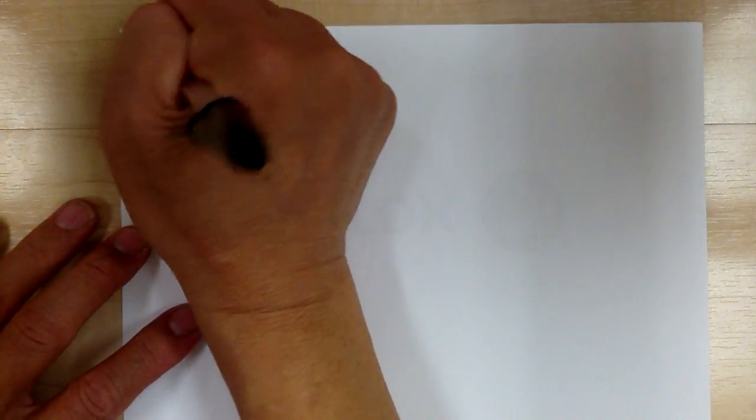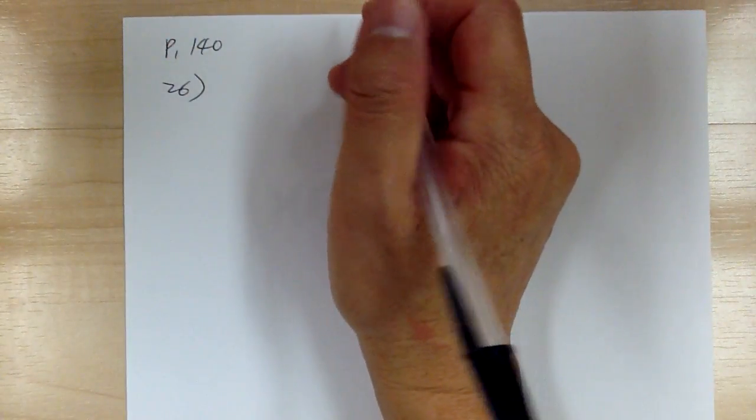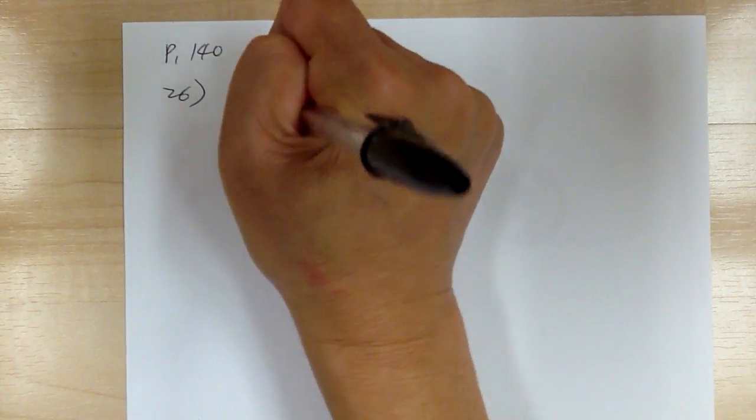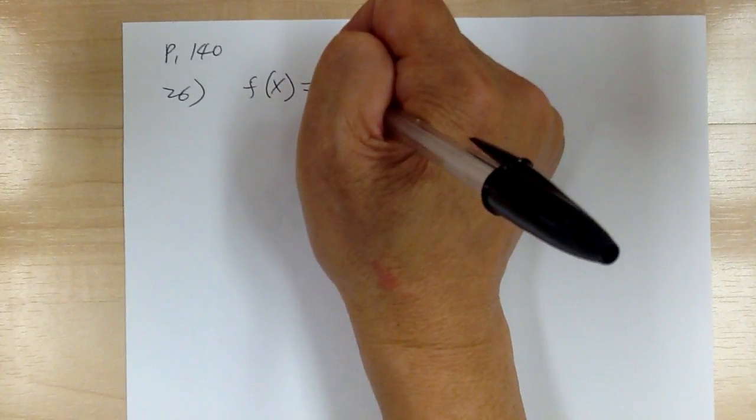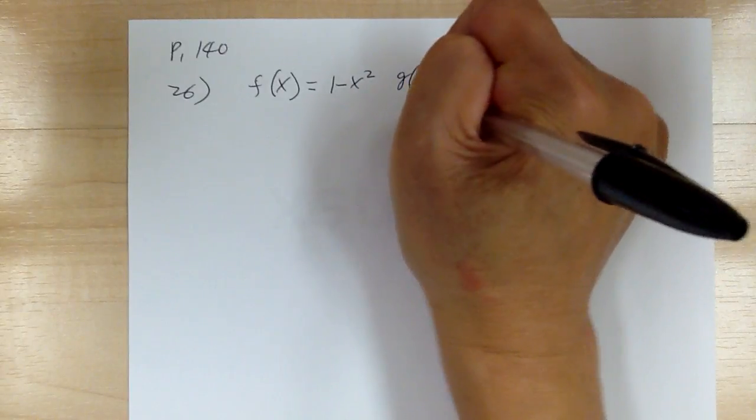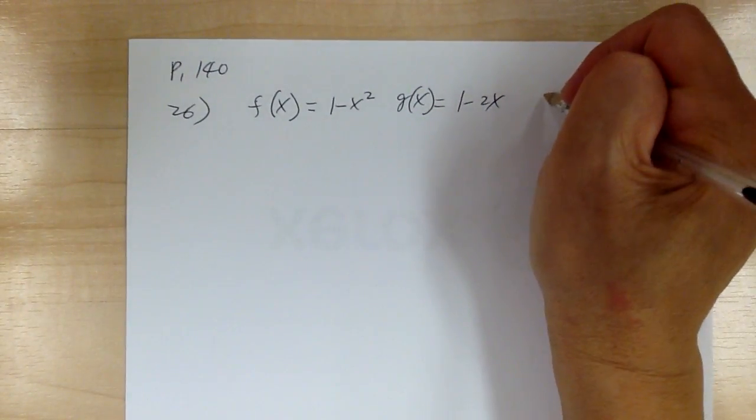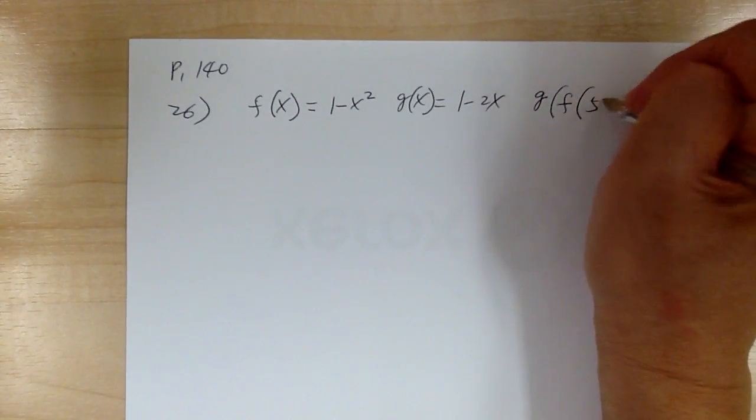Okay, let's go to page 140. And let's do number 26. Number 26, you have f of x is equal to 1 minus x squared, and g of x is equal to 1 minus 2x. And you're looking for g of f of 5.